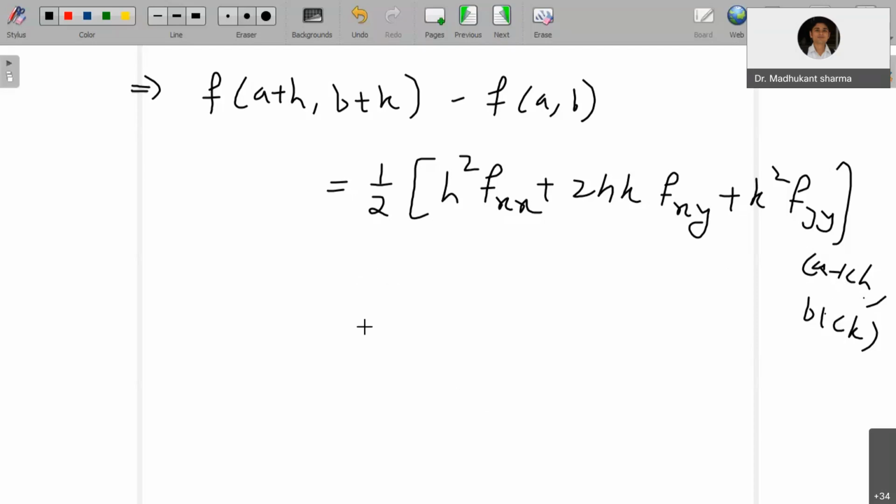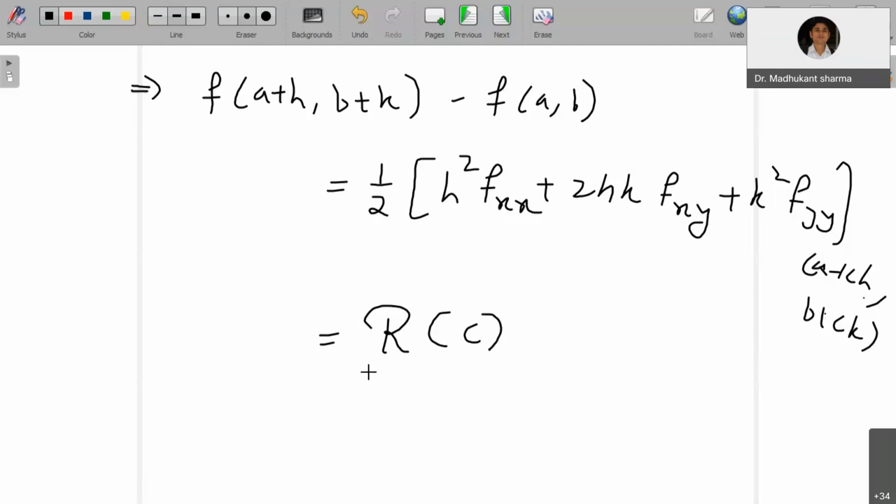So the right side, let's call this the remainder, and I denote it by R of c. It is a function of c now. So we need to predict the sign of this R of c, for however small possible h and k. That is what we have to look at.